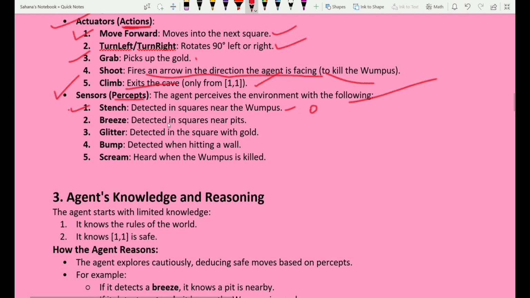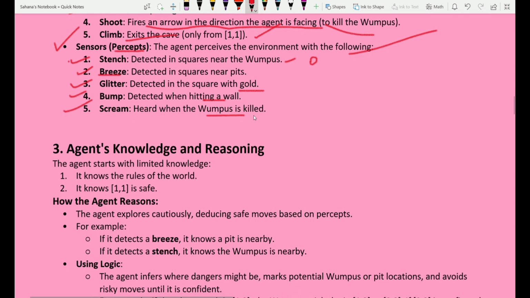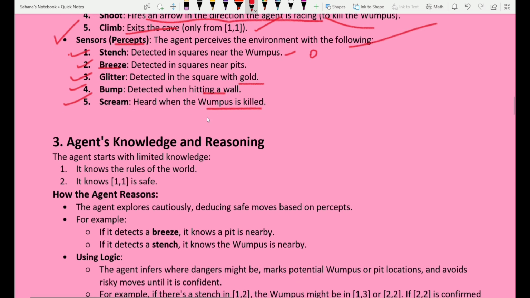Next, breeze. It is detected in the squares near the pits. If there is a pit, the neighbors can feel the breeze. Now glitter. If glitter comes, then we can find the gold. Bump, hitting a wall. Scream, heard when the Wumpus is killed. These are the percepts, the observations we can write.